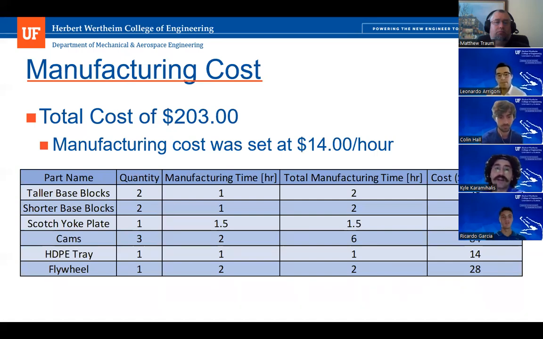The manufacturing cost, the total cost came out to $203. We landed on a price of $14 per hour, as that is what a teaching assistant is paid. And we have our 6 parts here, the quantity that we use in our assembly, the manufacturing time, the total manufacturing time based on the quantity that we actually use, and their cost.